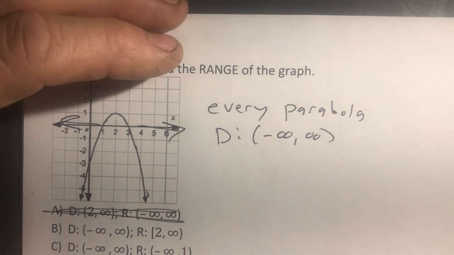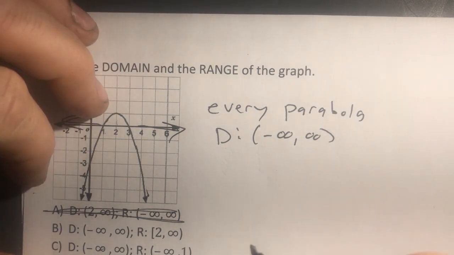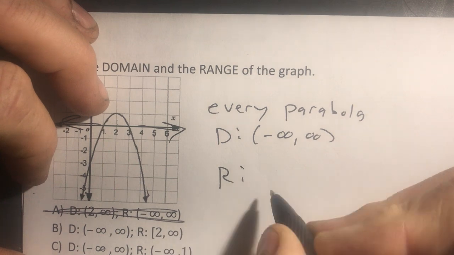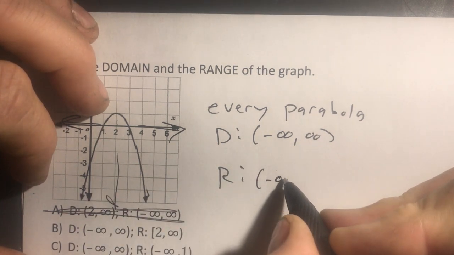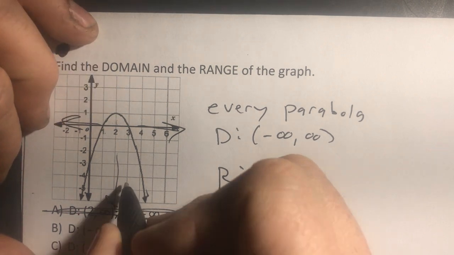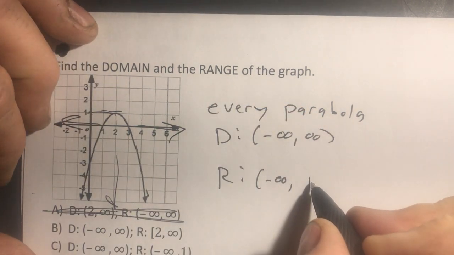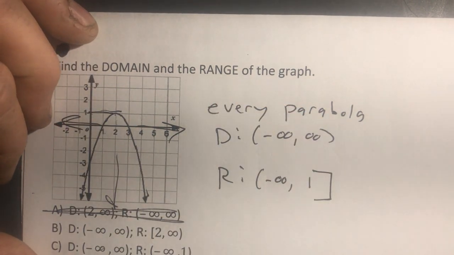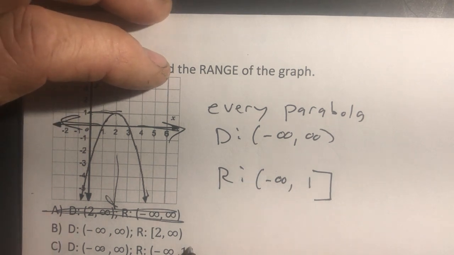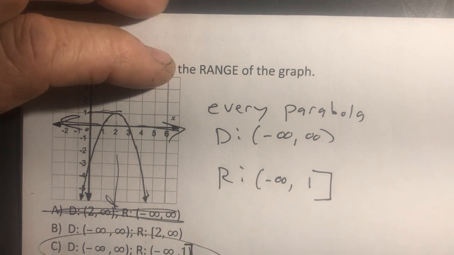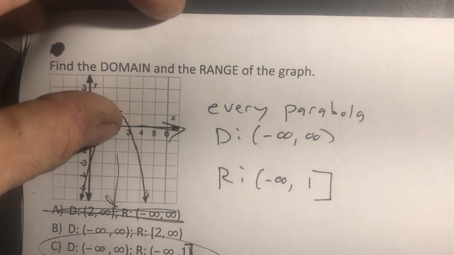Sorry about the phone. All right, now my range is up and down. Now if you notice, it goes down forever, so -infinity is the lowest it goes. The highest it goes is right there at 1, and it's included, so I put a bracket. Well, we had a mistake here. That should have been a bracket there for my answer. Made a little mistake on making the answer.